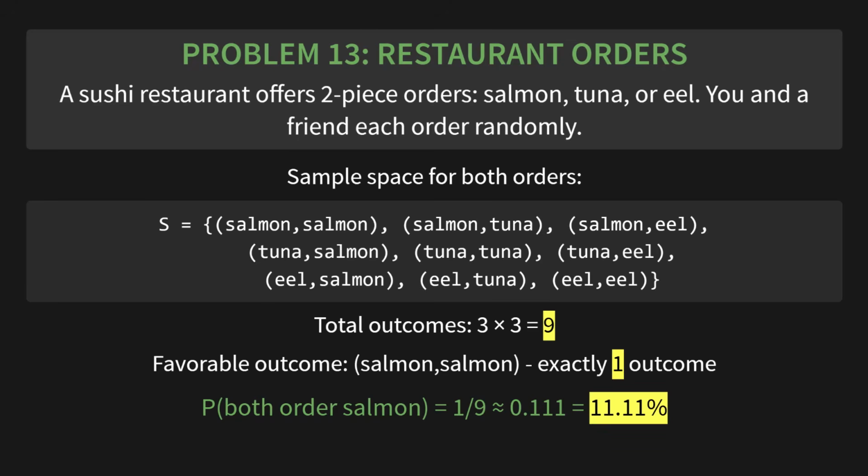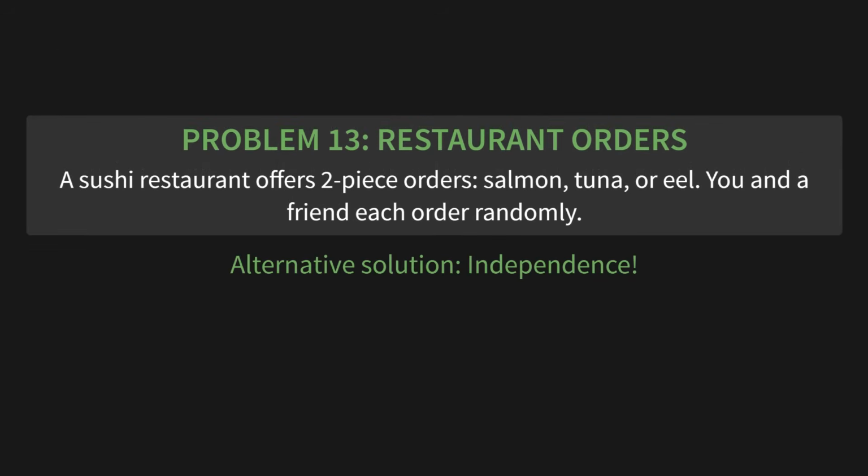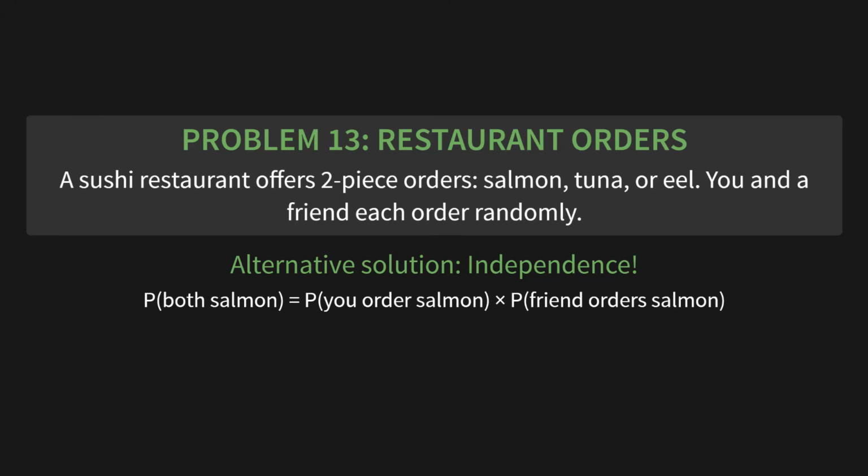So the probability, 1 out of 9. About 11%. Not very likely you'll accidentally match on salmon. But wait, here's something cool. Since you and your friend order independently, you're not influencing each other, we can use a shortcut. The probability you order salmon is 1/3. The probability your friend orders salmon is 1/3. Multiply them together, 1/3 times 1/3 equals 1/9.